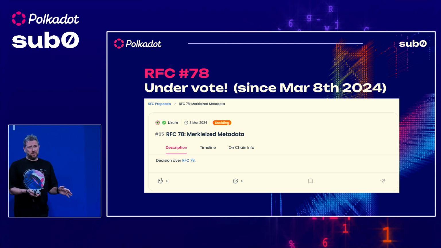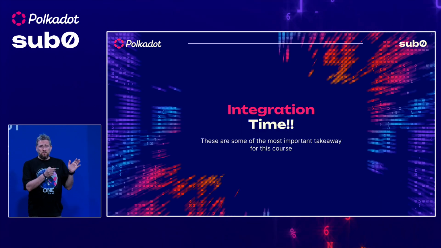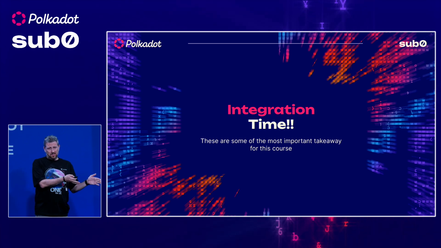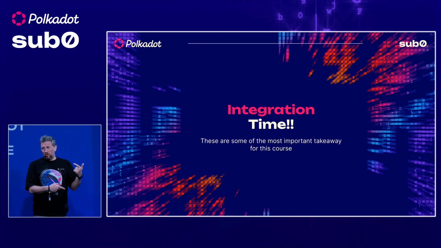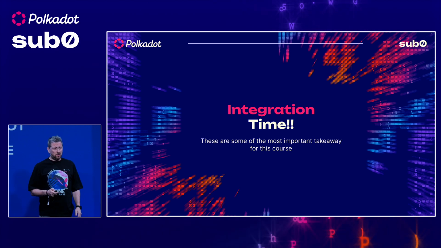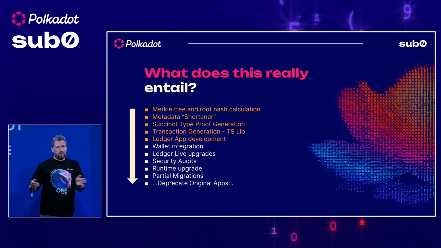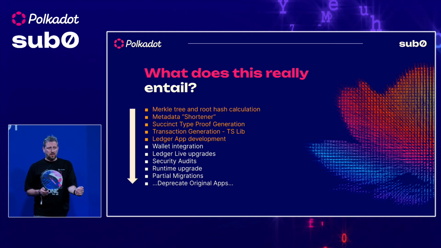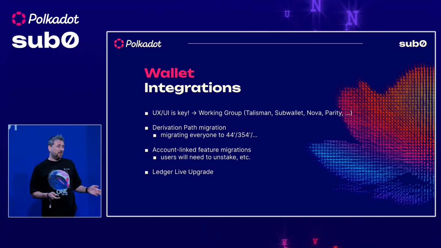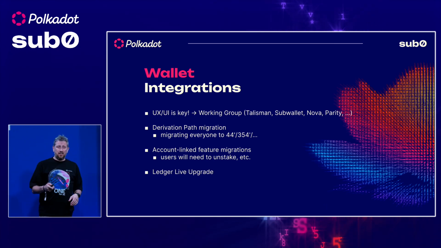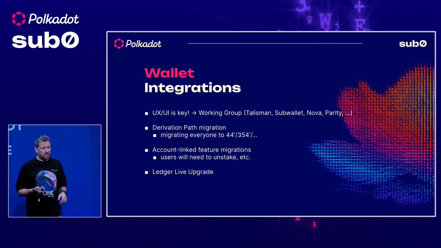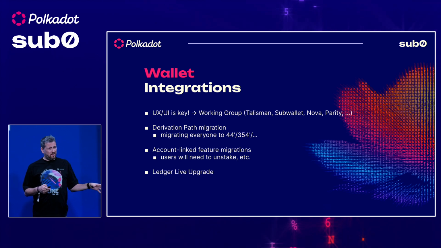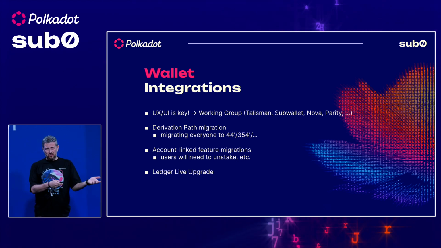Why is this RFC so important? In order to get the integration, we don't want to start the effort before the RFC is completed and clarified. Otherwise, it will result in loops, rechecks, and duplication of work. Now that the RFC is about to be approved by the Fellowship, we have a lot of things that are a continuation of this. One thing is wallet integrations. We have a working group with Talisman, SubWallet, Nova Wallet, and Parity to define how the UI is going to work, to facilitate the migration and new users jumping into the new app.